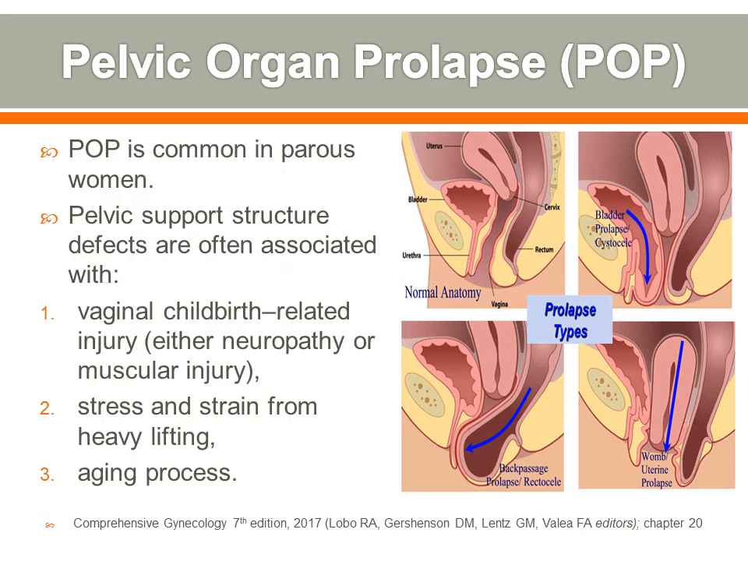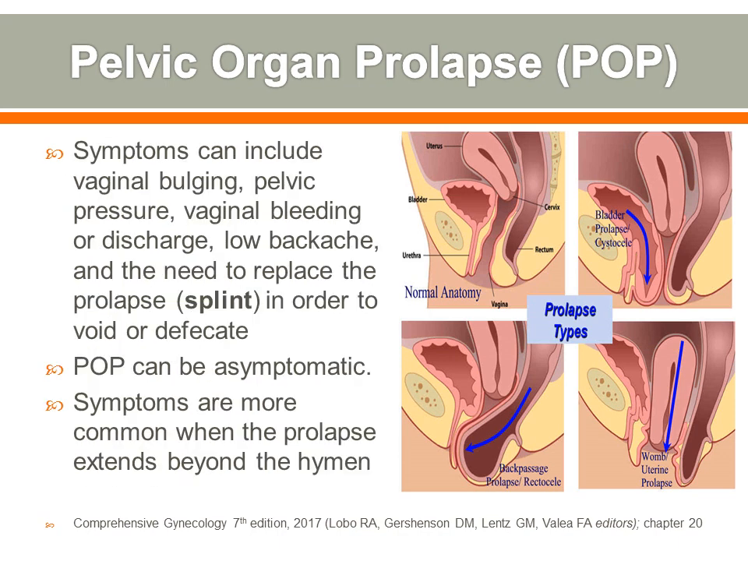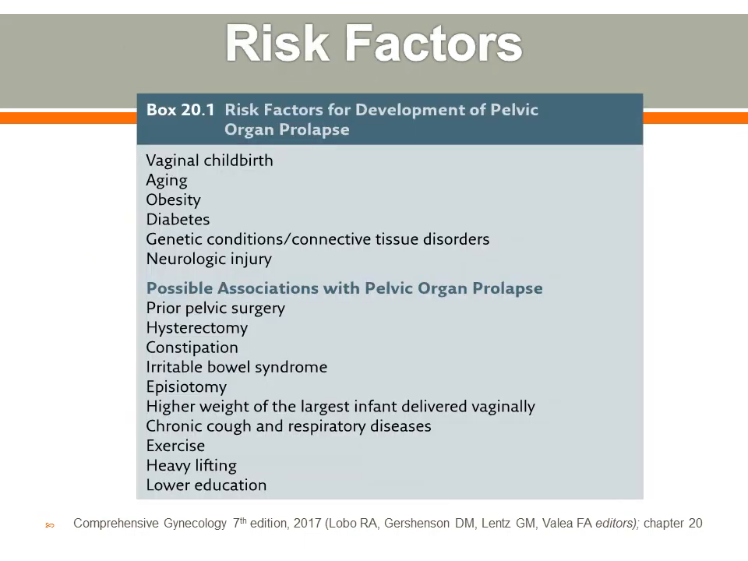POP is common among parous women, and pelvic support structure defects are often associated with the following: vaginal childbirth-related injury, either neuropathy or muscular injury, stress and strain from heavy lifting, and of course the aging process. Symptoms of pelvic organ prolapse include the following: vaginal bulging, pelvic pressure, vaginal bleeding or discharge, low backache, and the need to replace the prolapse in order to void or defecate. POP can mostly be asymptomatic, but symptoms are more common when the prolapse extends beyond the hymen.